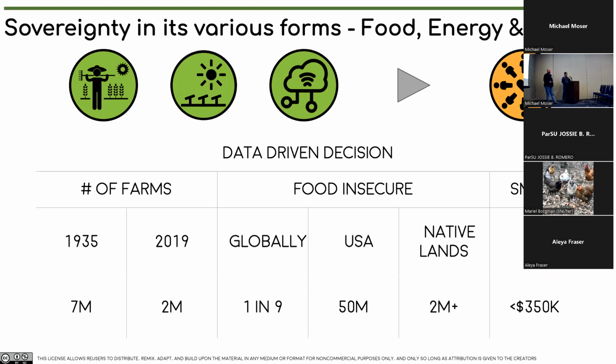We wanted to use some data points to exemplify this and also show how it can drive decisions. Key is the number of farms, as you can see, a downward trend. Obviously, I've been focused on food sovereignty. With COVID-19, what has happened? There's been a big upward ramp in terms of people who are food insecure. 1 in 9 globally is now food insecure. In the US, 50 million people are now food insecure.